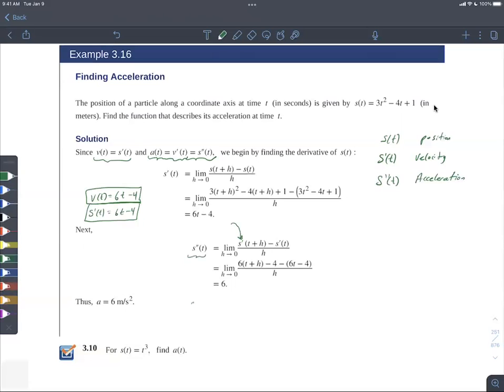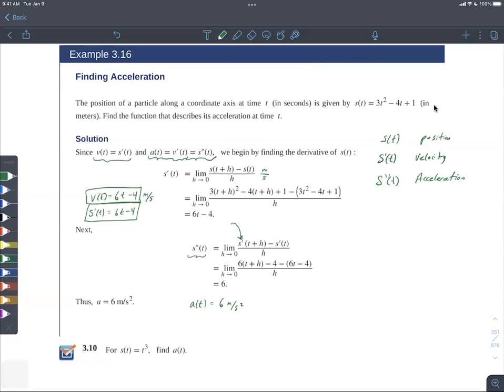So our acceleration function, a of t, turns out that this actually does not depend on t. It ends up coming out to a constant, and the units for this is meters per second squared. And the units for the velocity function were in meters per second, because, of course, the position function is in meters, and the time was in seconds.